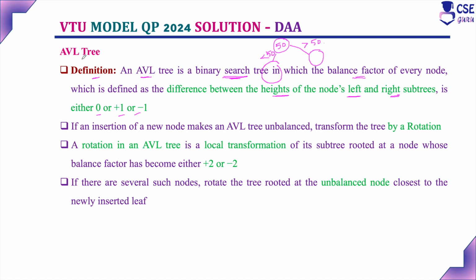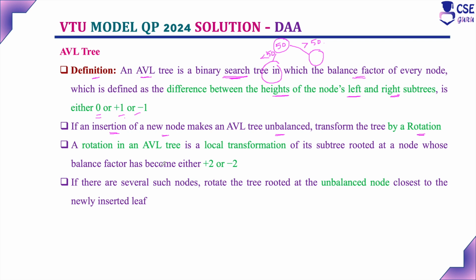So, the first condition for an AVL tree is that it should be a binary search tree, and the second condition is that the balance factor for every node, the difference between the heights of the left and right subtrees, should be either 0, +1 or -1. If any tree satisfies both conditions, then that tree is an AVL tree. Whenever you are inserting a new node into an AVL tree, the tree may become unbalanced. So, to convert the unbalanced binary search tree into an AVL tree, you have to apply rotation.